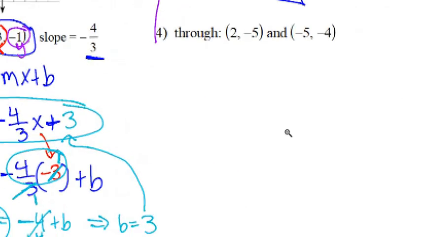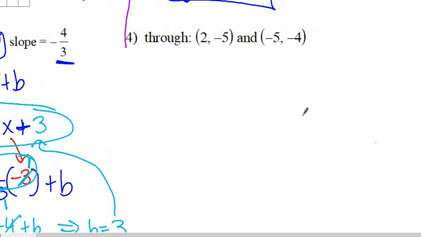Alright, number 4, see if you can pause and try this. Again, we want to write this in slope-intercept form. Now here's the problem. We don't have either the slope or the intercept, so I'll give you a hint if you want to try this on your own.